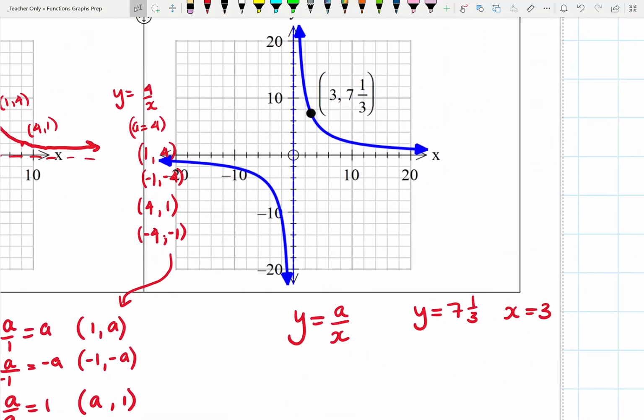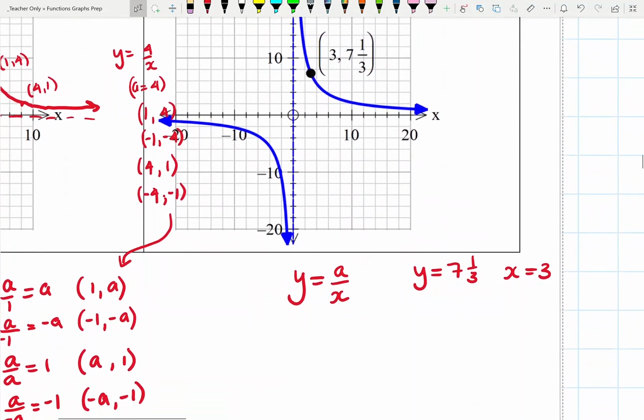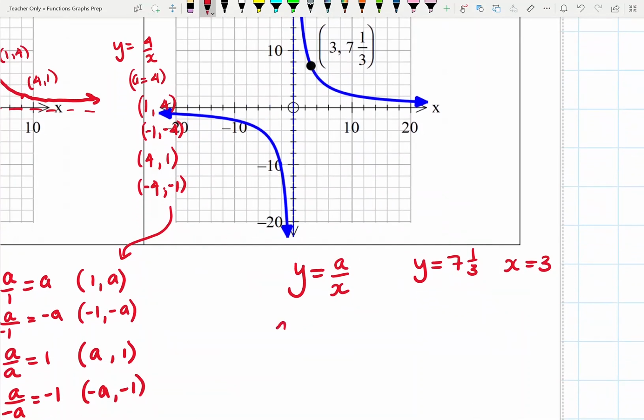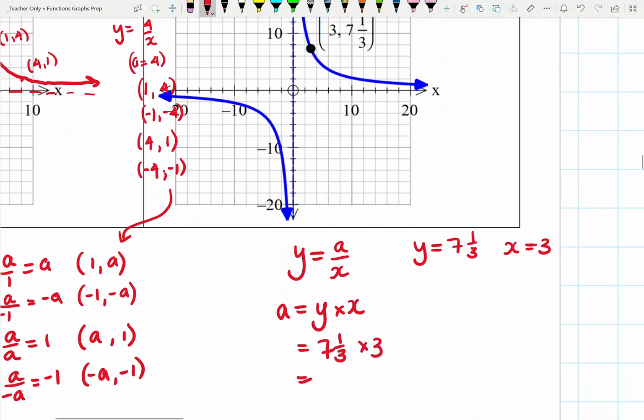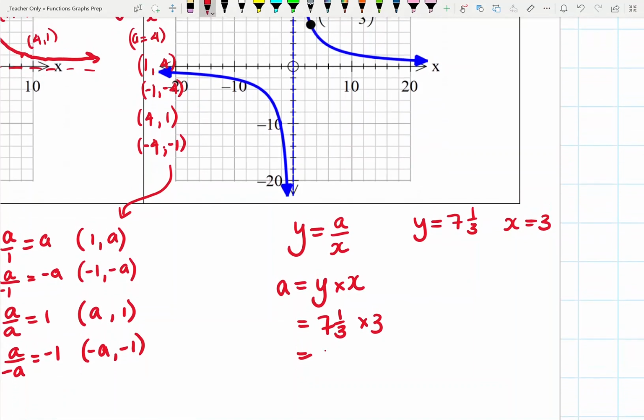And from there, we can use this piece of information to work out what a is. We rearrange to get a equals y times x, which is 7 1/3 times 3. 3 times 7 is 21, 3 times the third is 1, so a is 24. Therefore, y equals 24 on x.